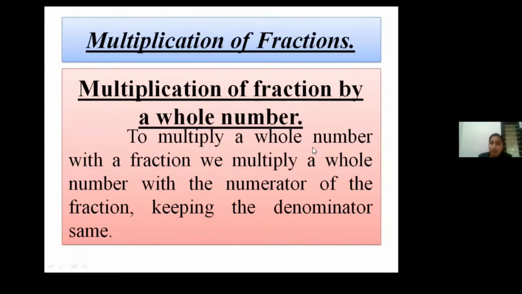To multiply a whole number by a fraction, we multiply the whole number with the numerator of the fraction, keeping the denominator the same.